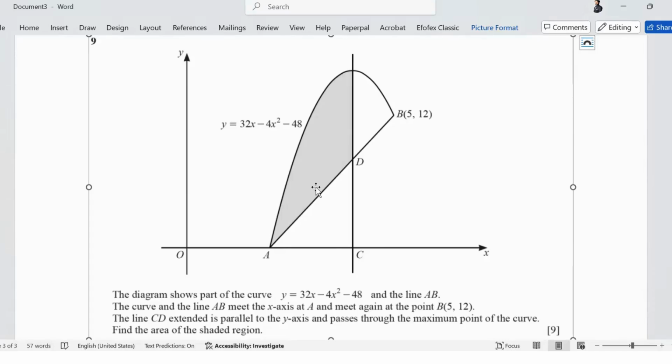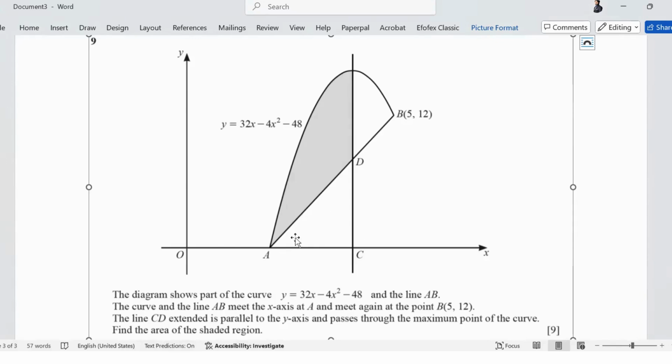The diagram shows part of the curve y = 32x - 4x² - 48 and the line AB. The curve and the line AB meet the x-axis at A and meet again at the point B (5, 12). The line CD is extended. Find the area of the shaded region.